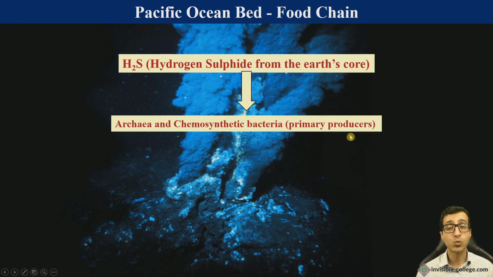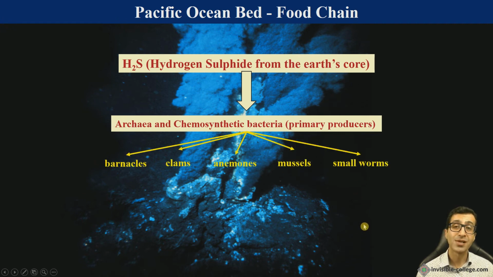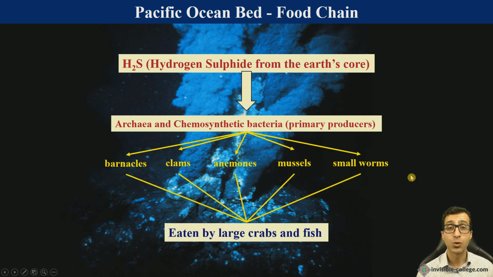Now these organisms will make use of this chemical to generate simple sugars. In turn, these primary producers are the food of the primary consumers within the food web in this environment, and these include things like barnacles, clams, anemones, mussels and small worms. These primary consumers are in turn fed upon by secondary consumers such as large crabs and fish, which you also find in these environments.